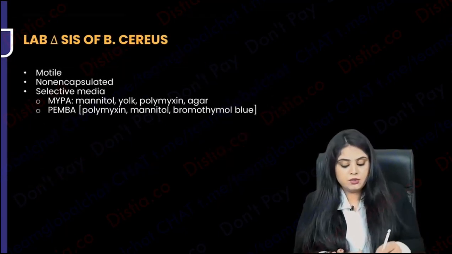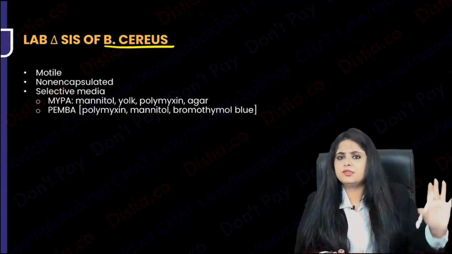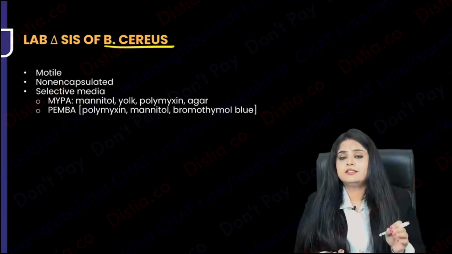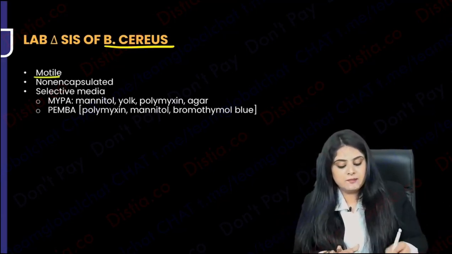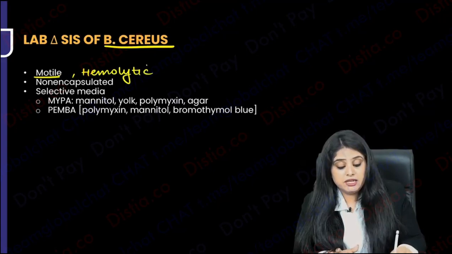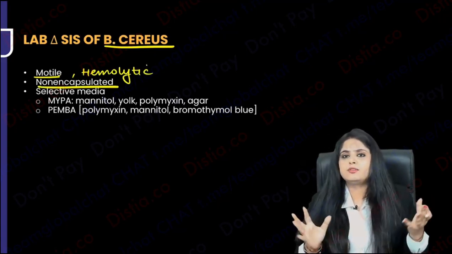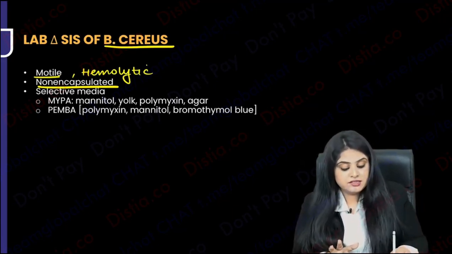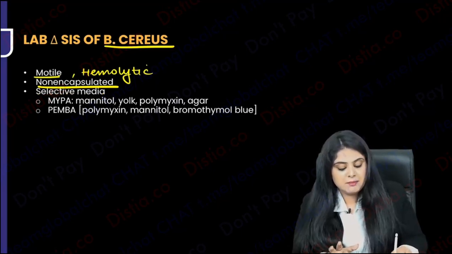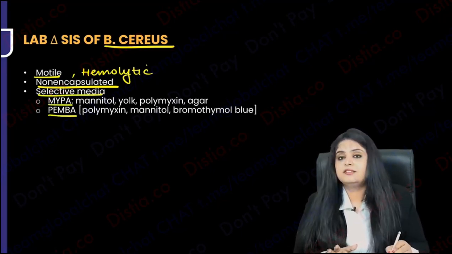Coming to the last part, what is the diagnosis? Now, I had already told you, every bacillus, but anthrax was the exception. Na? Every bacillus is gonna break through things. It's gonna roam around. It's gonna be motile. It's gonna break blood. So this means it's gonna be hemolytic. It is gonna break the capsule. This means it is non-encapsulated. It all breaks. Everyone breaks. Anthrax doesn't break. But what is the selective media? MIPA and PEMBA are going to be the selective media.